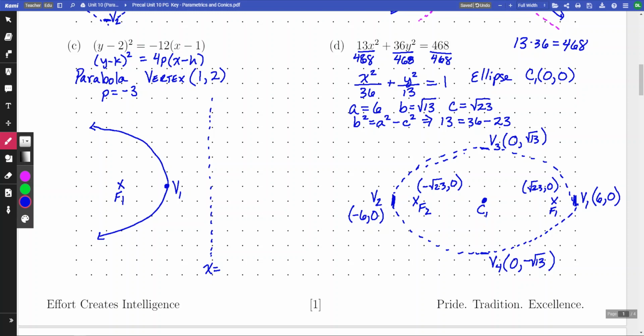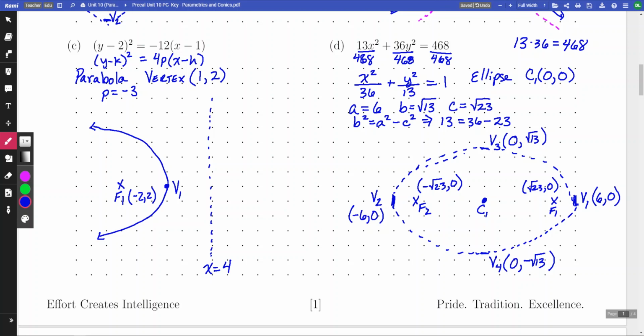Now, what are the coordinates of the focus? Well, for the focus, I was 3 units to the left. So that's going to be negative 2, comma 2. And for my directrix, it's going to be 3 units to the right. So that's going to be x equals 4.